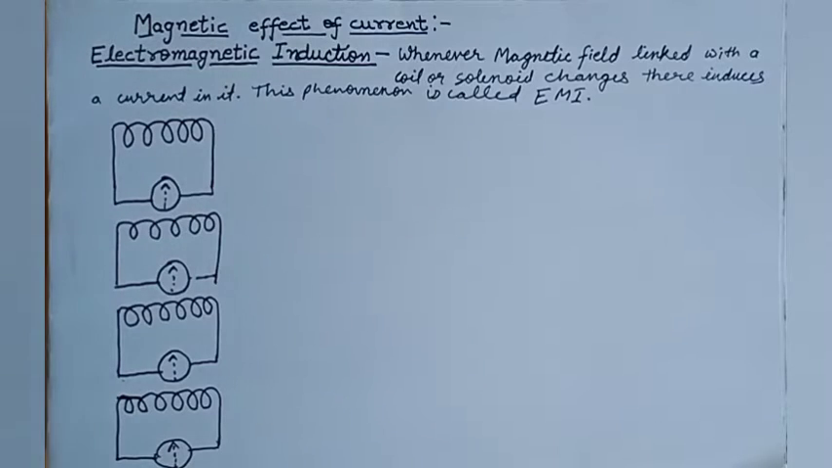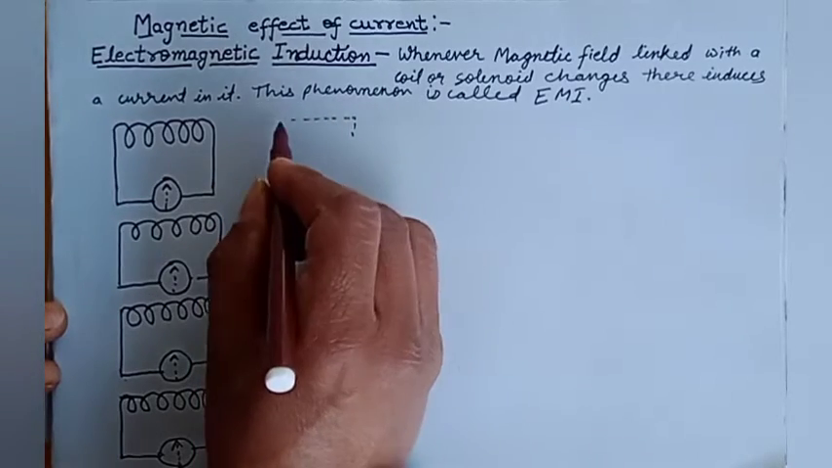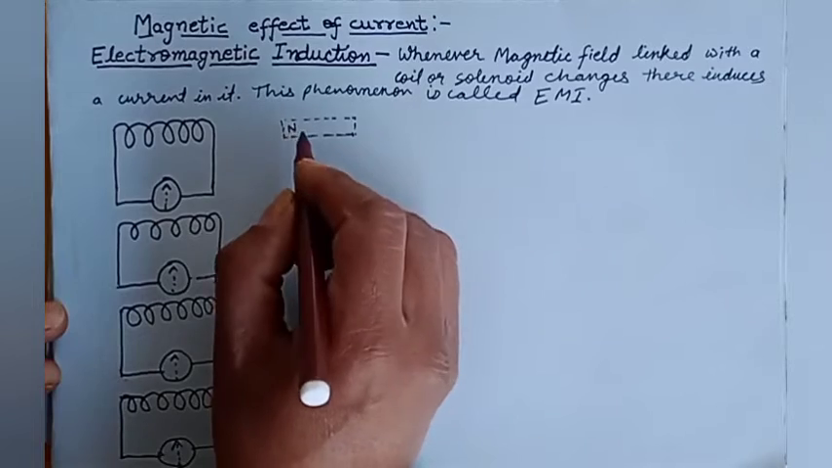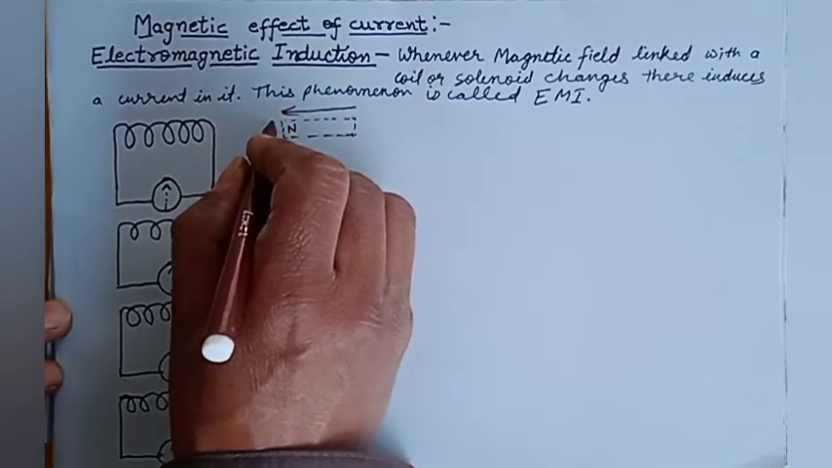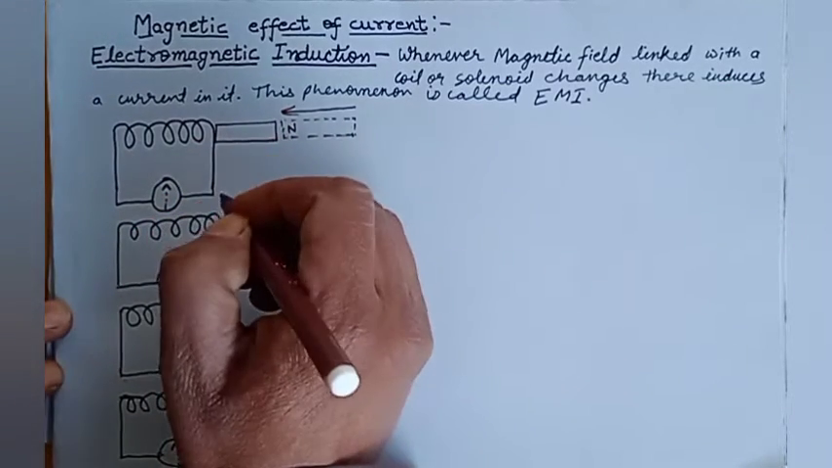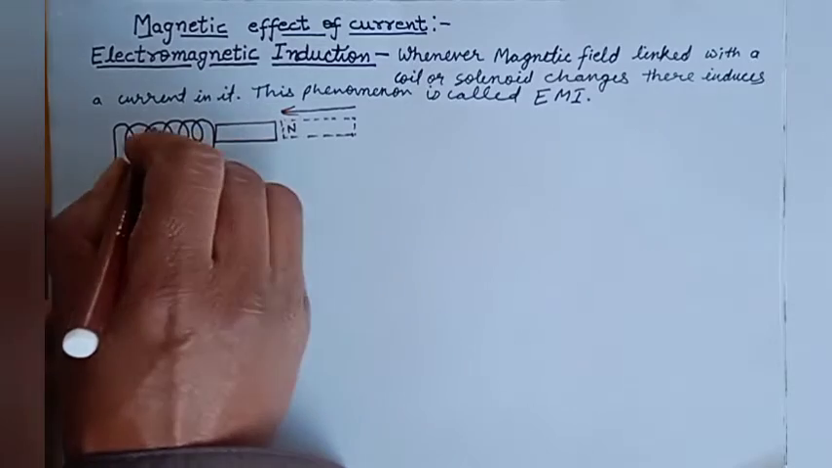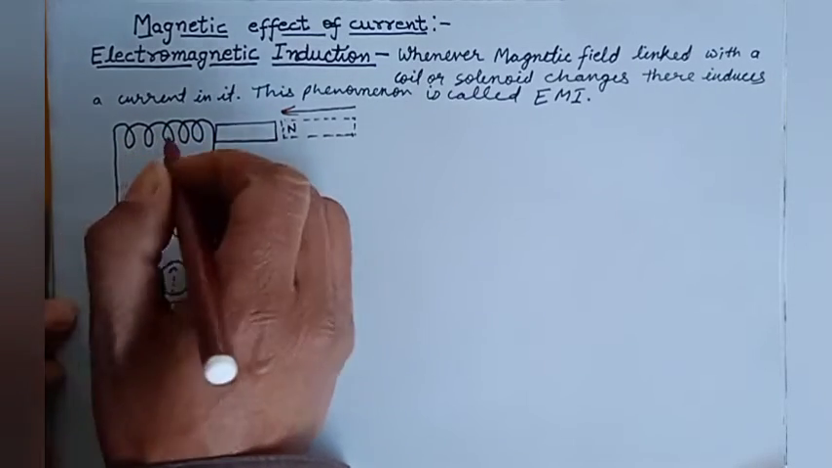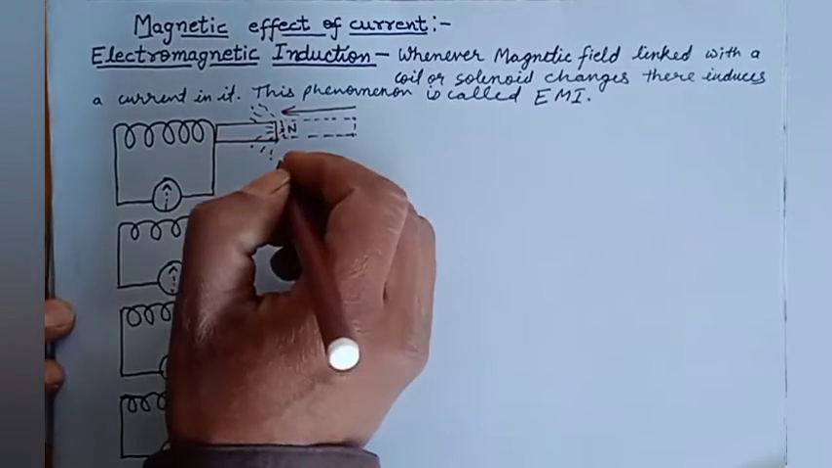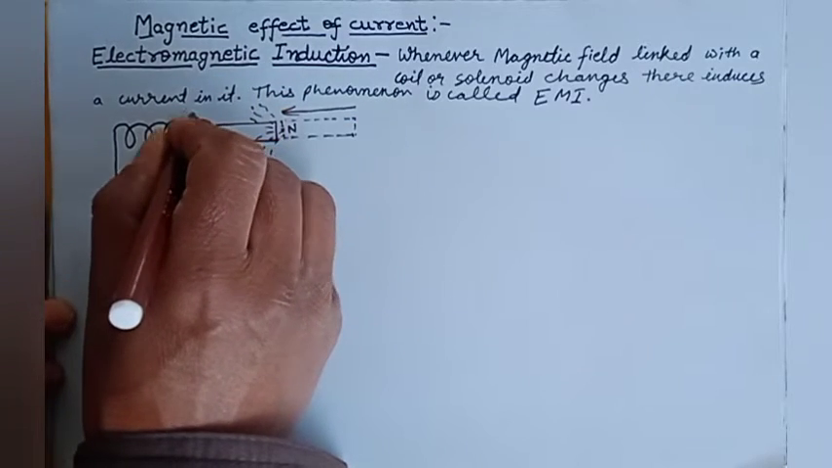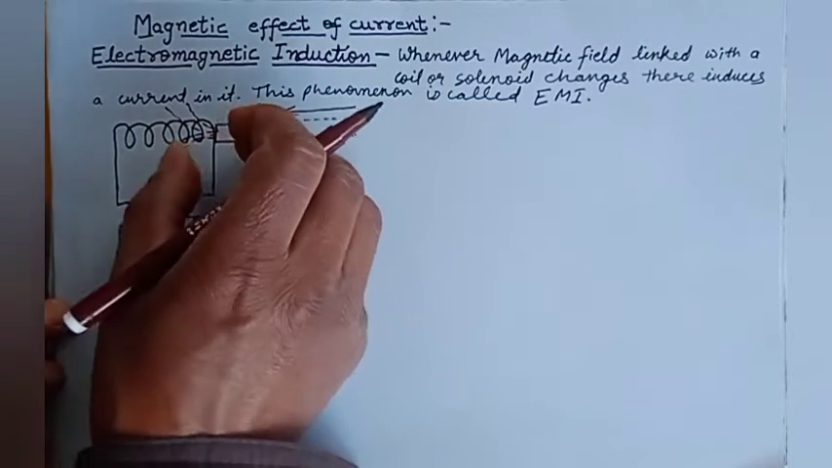So whatever I have done in that demo, I can picturize it here. Let us suppose I have this bar magnet over here. Its north pole is toward this solenoid, and I am moving this bar magnet toward this solenoid. Then the magnetic field lines passing through this solenoid will increase. See, right now these are magnetic field lines coming out. And when it comes closer, you can see these field lines are passing through the solenoid. And it has gone up.